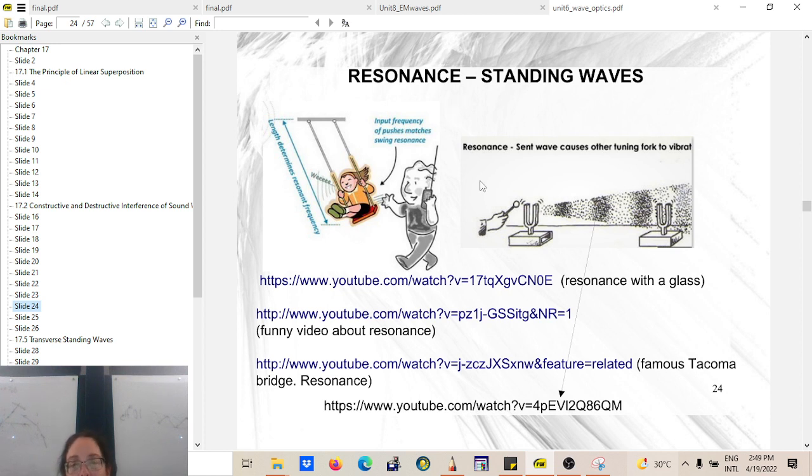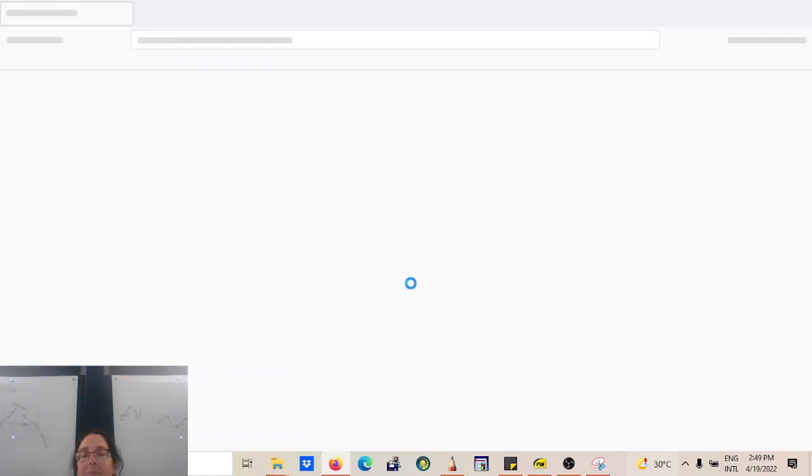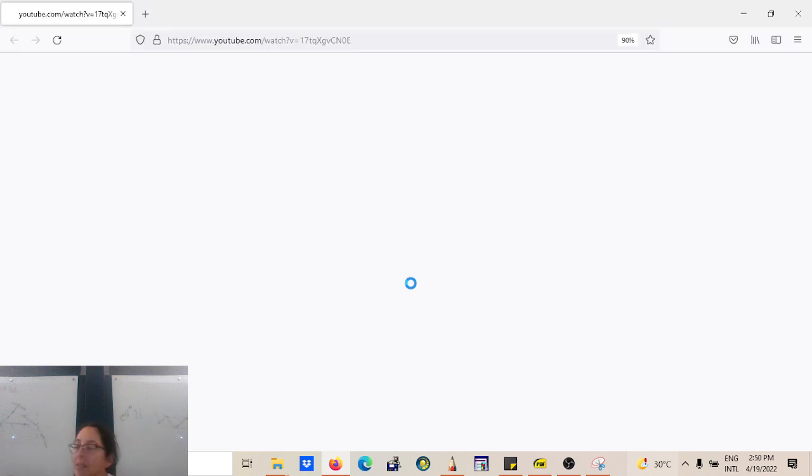Okay, so let me give you some examples and I will connect them to how that explains standing waves. Okay, resonance with a glass. A glass is a system that can oscillate. If you excite the glass with the right frequency, it's going to oscillate at a higher amplitude, higher amplitude, higher amplitude until it breaks, right?